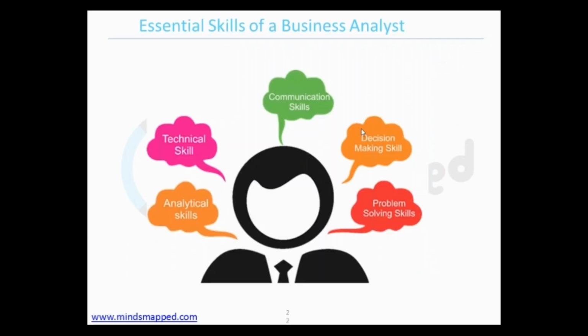So apart from the core business analysis skills, there are certain soft skills that a business analyst needs to have, like your analytical skills, the communication skills, the decision making skills, and the problem solving skills. Technical skill, if you have, it's good for you. If not, then no one would ask you. So, what kind of technical skills? Is it like coding knowledge or any particular programming language?